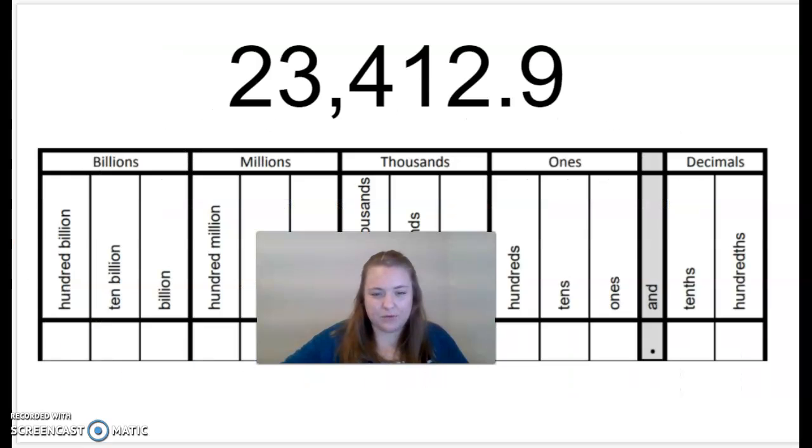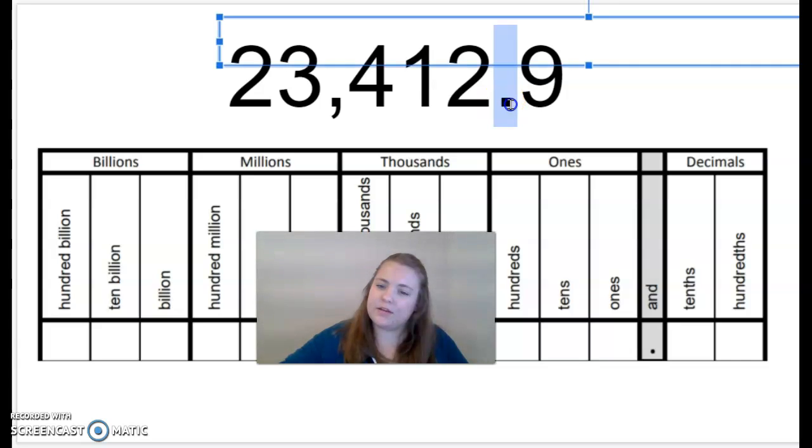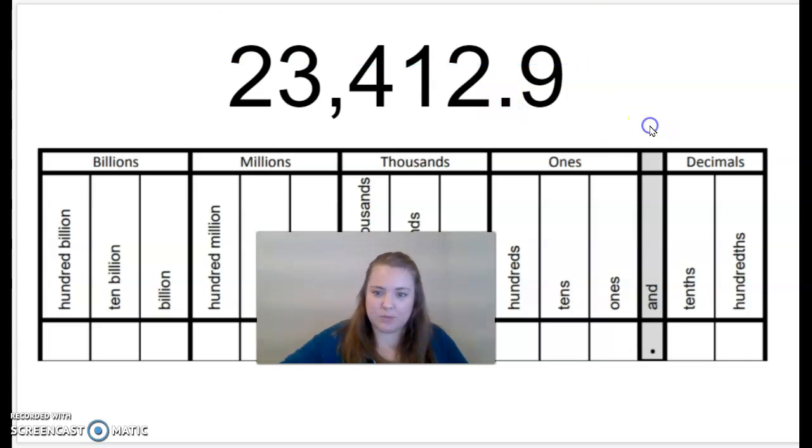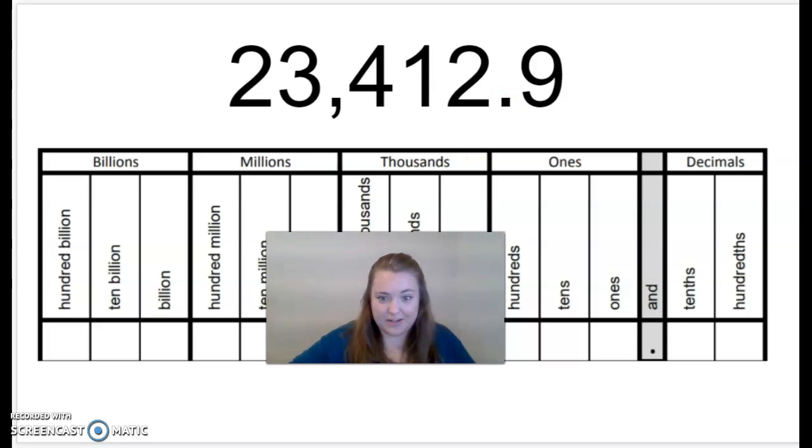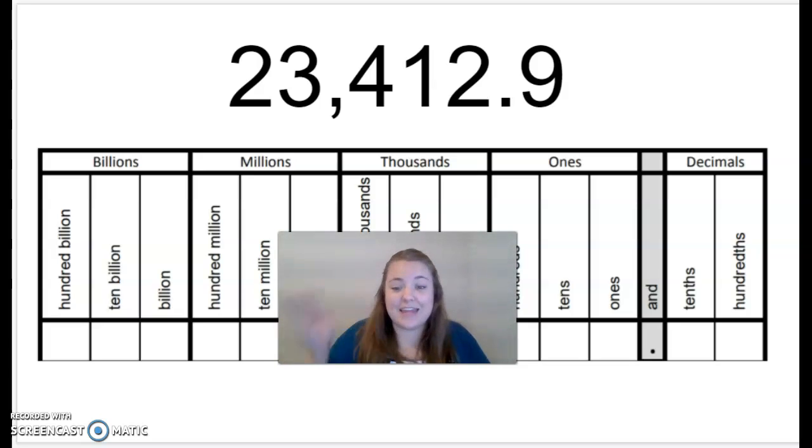All right. I'm going to add something else. Ooh, let's look at this number. What do you see here at the end? This right here. That's right. It's a decimal place. So this one we have our comma for our place value grouping as well as a decimal place. So that means we're going to say this number 23,412 and 9/10, because we have a 9 in the tenths place.